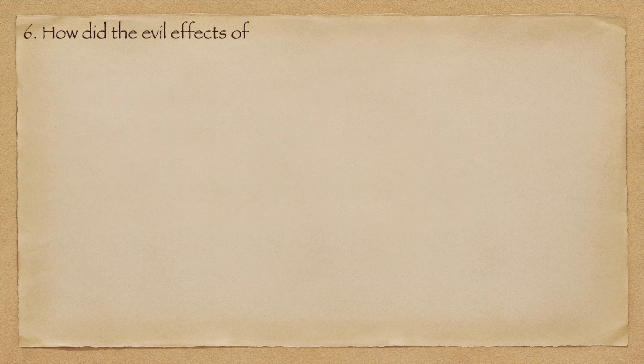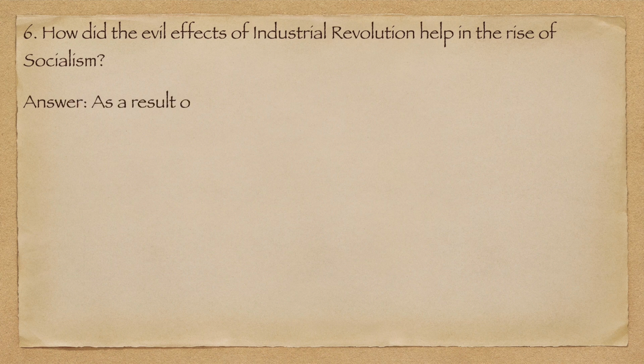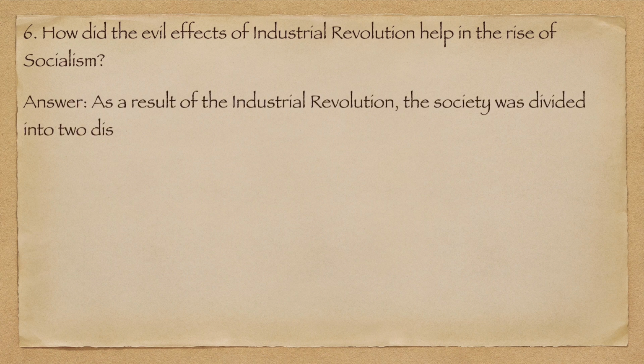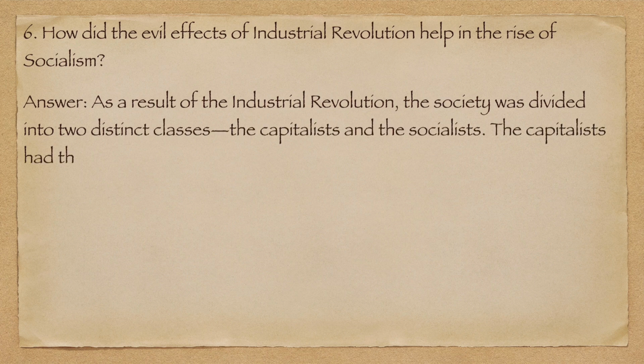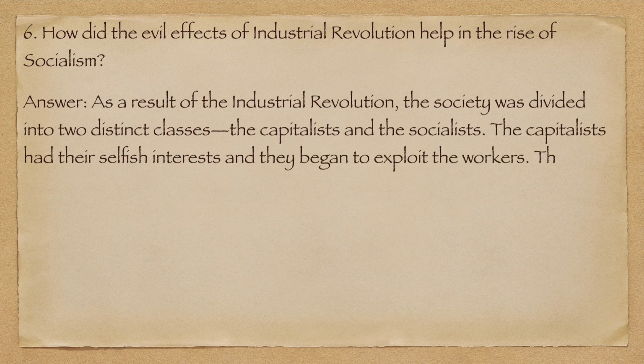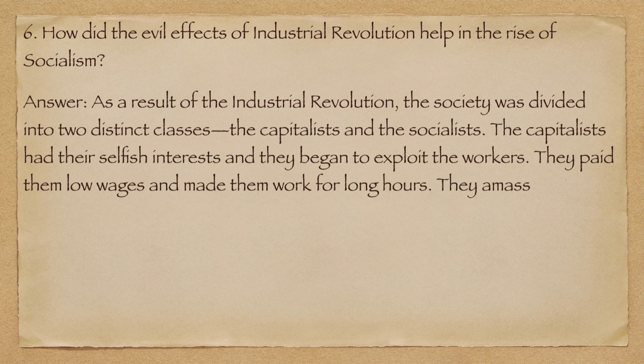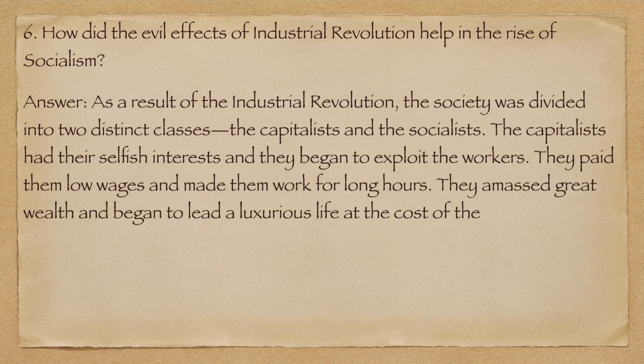6. How did the evil effects of Industrial Revolution help in the rise of socialism? Answer. As a result of the Industrial Revolution, the society was divided into two distinct classes, the capitalists and the socialists. The capitalists had their selfish interests and they began to exploit the workers. They paid them low wages and made them work for long hours.